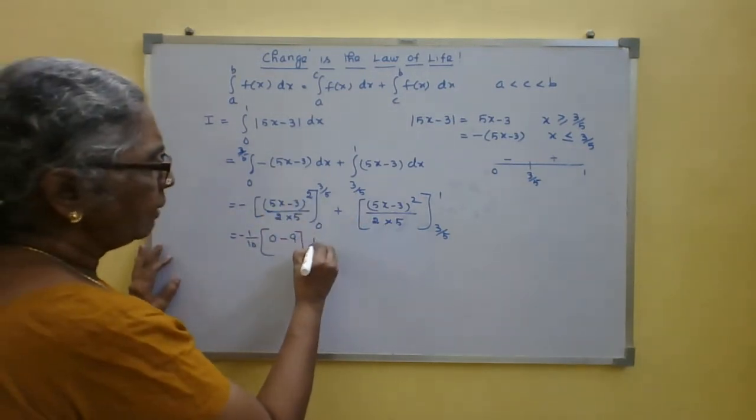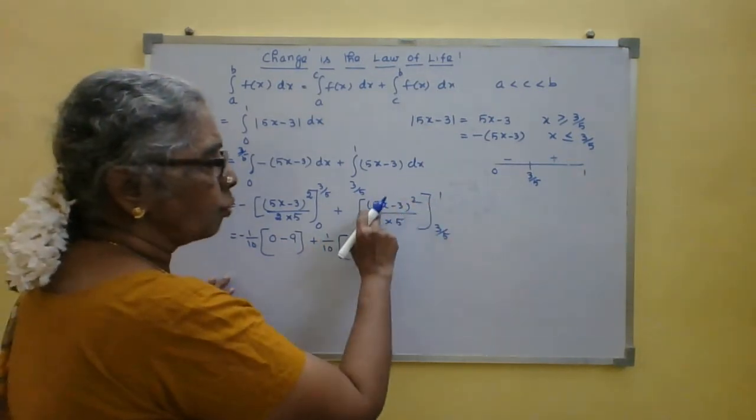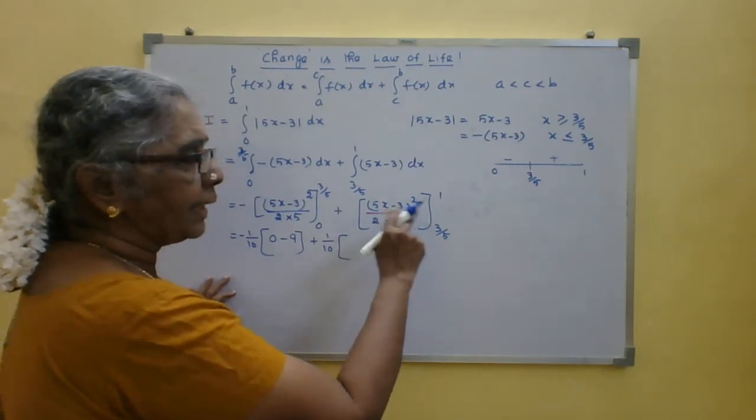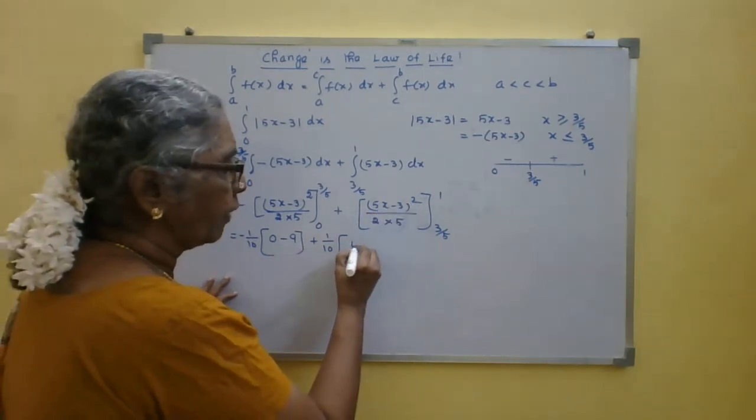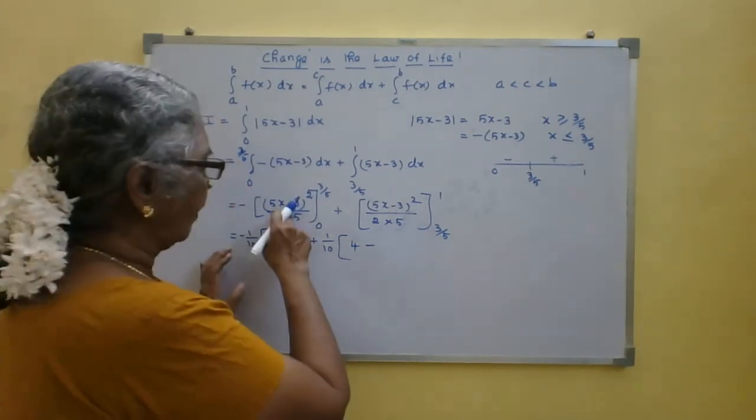Now come to that one. Take 1 by 10 out again. Okay. So now the upper limit is 1. 5 into 1 is 5. 5 minus 3 is 2. 2 squared will be 4 for you. Minus the lower limit. When you put 3 by 5, already you know it is 0.